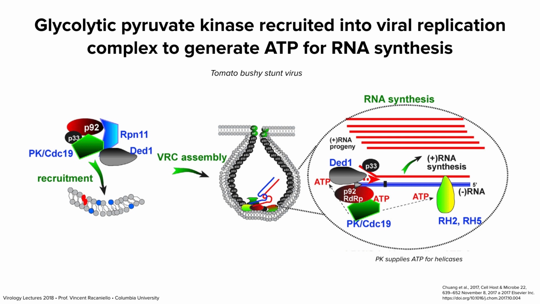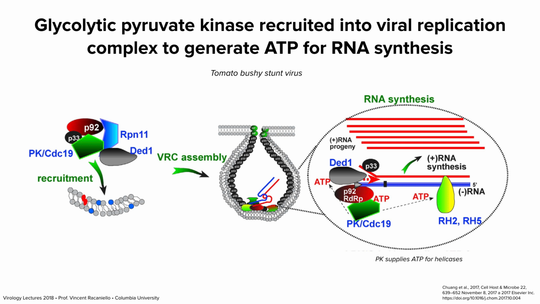But the amazing thing here is that pyruvate kinase binds to the viral RNA-dependent RNA polymerase. So pyruvate kinase is this green protein, PKCDC19. It binds to the RNA polymerase. So it gets pulled into this replication vesicle, and it supplies the ATP that's needed for RNA synthesis. Doesn't that make sense? There's where the RNA synthesis occurs. To ensure that the enzyme has enough, it brings in an enzyme that can generate ATP right in this vesicle.